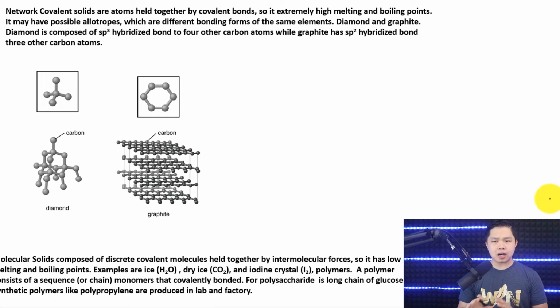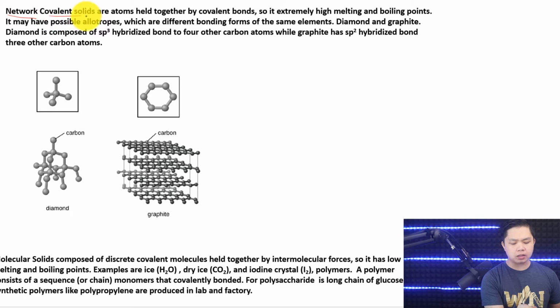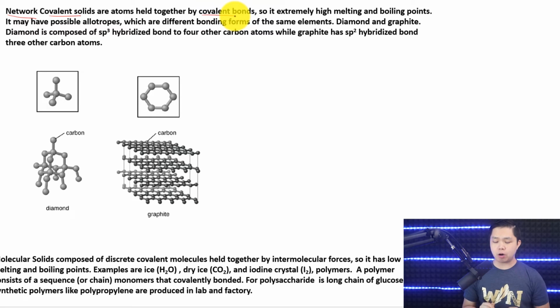Now let's look at another type of solid. This one right here is network covalent solid. Basically, these are atoms that are held together by covalent bonds, which are very strong. But most importantly, because of the strong covalent bonds, network covalent solids have very high melting points and very high boiling points. In some cases, they have higher melting and boiling points than metals and ionic substances. For example, we have diamond right here. It has a very high melting point and boiling point.